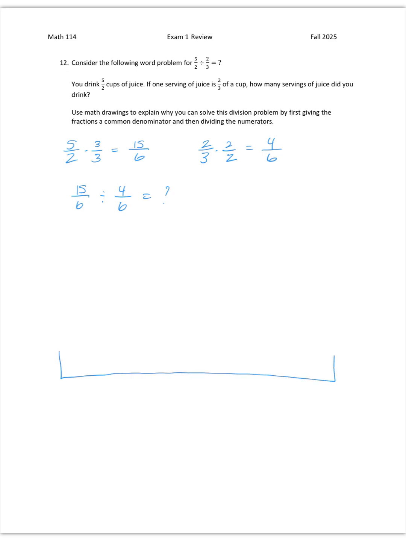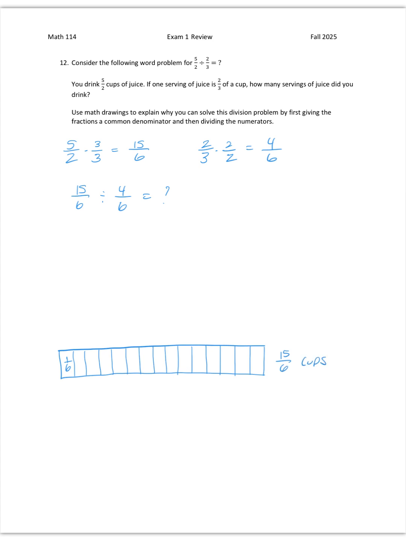So I'm going to draw a strip and cut it into 15 pieces. So this strip is 15 pieces: 1, 2, 3, 4, 5, 6, 7, 8, 9, 10, 11, 12, 13, 14, 15. 15 pieces, and each piece is 1/6 of a cup. So this is 15/6 cups.